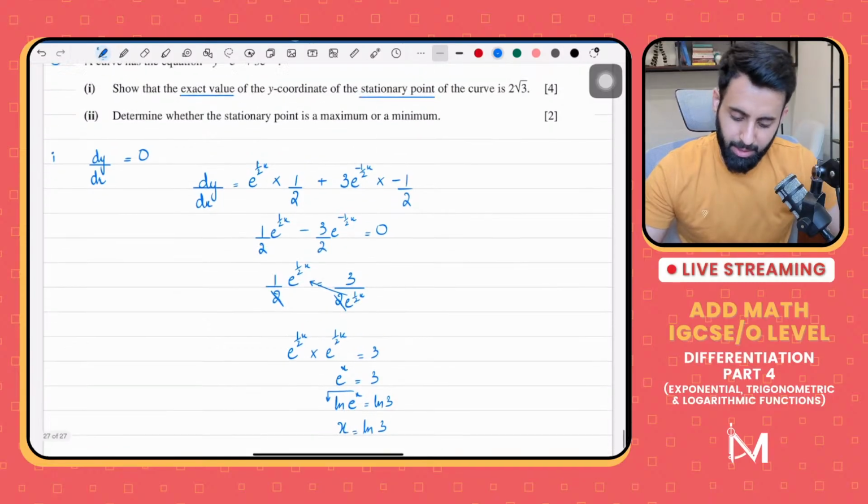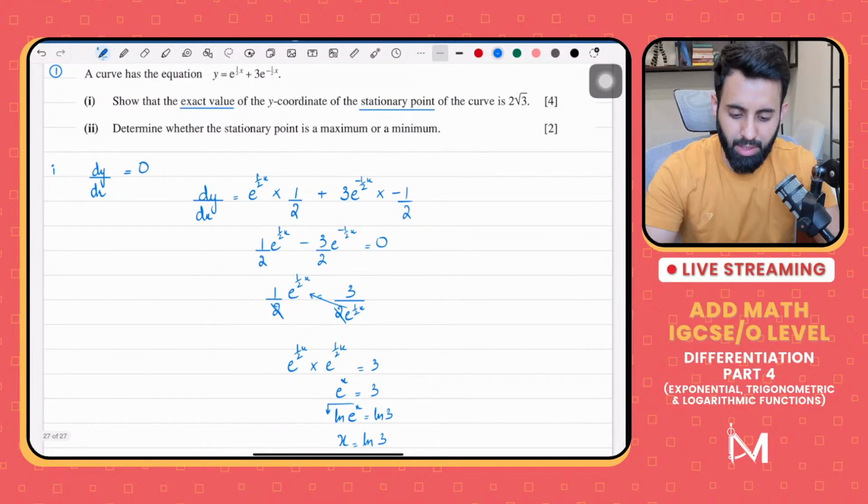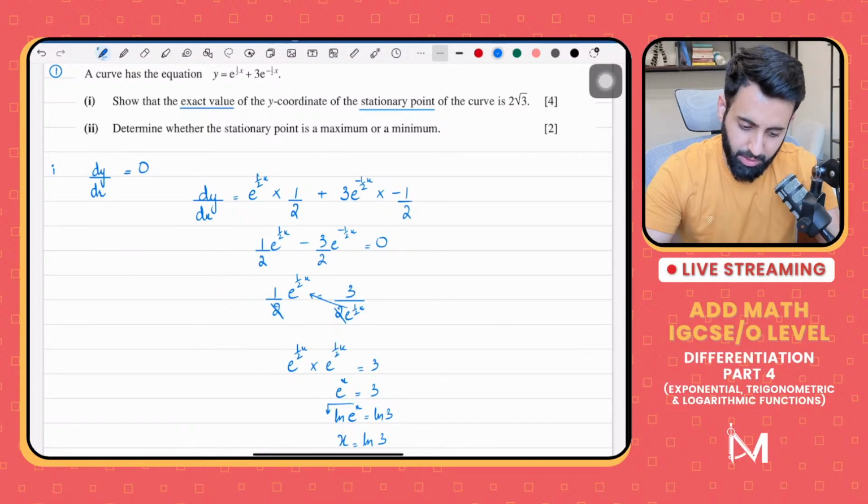Now, don't get carried away. This will not get you full marks. This will only get you maybe 2 marks, because if you read the question, it is asking us to find not the x coordinate of the stationary value.